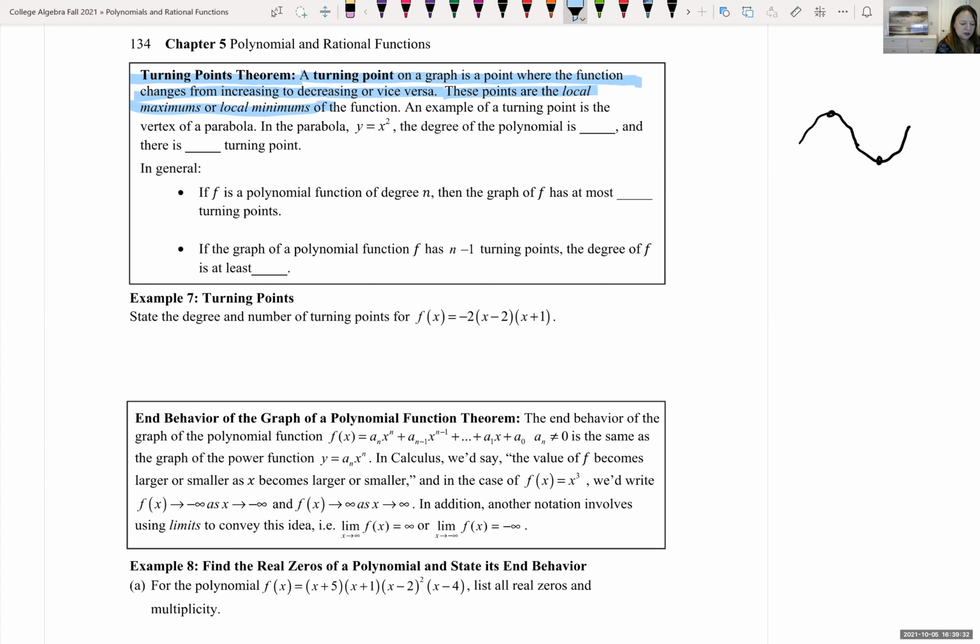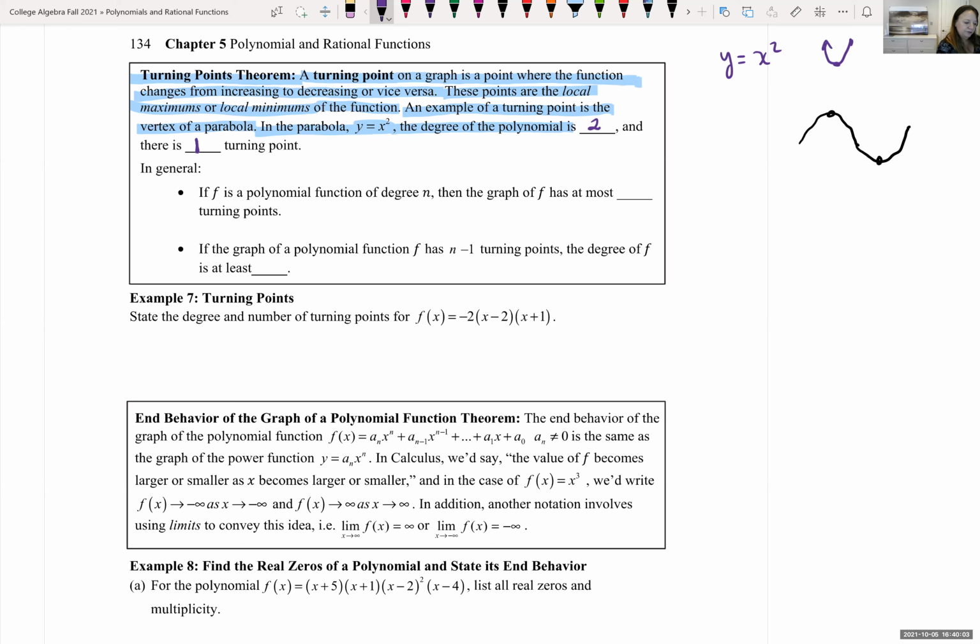An example of a turning point is the vertex of a parabola, the parabola y equals x squared. The degree of this polynomial is, remember, the highest exponent, so this would be 2. Again, y equals x squared. If we look at how many turning points are in this, notice that there's just one turning point.